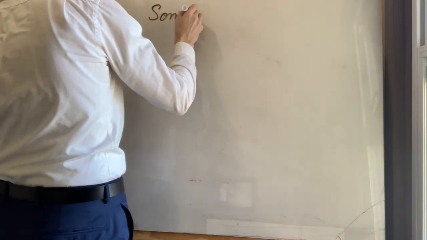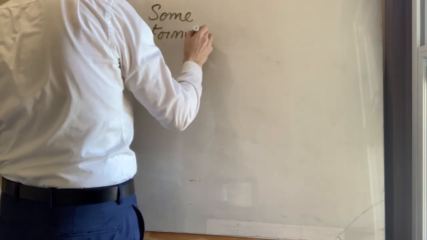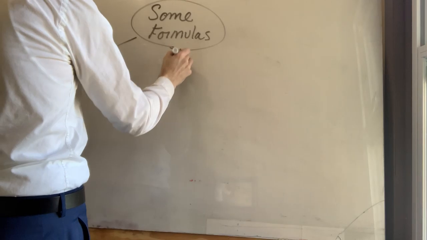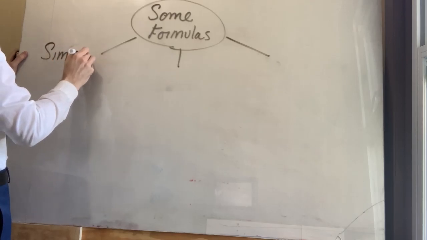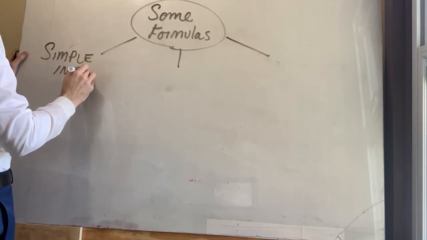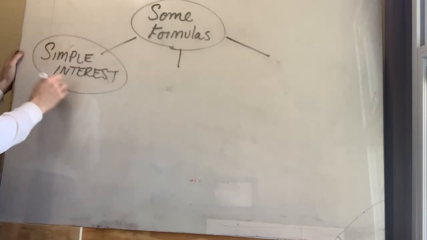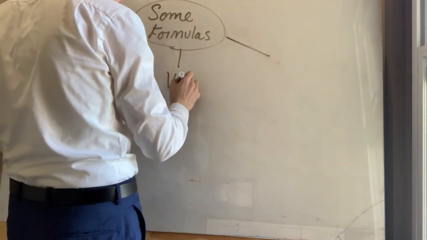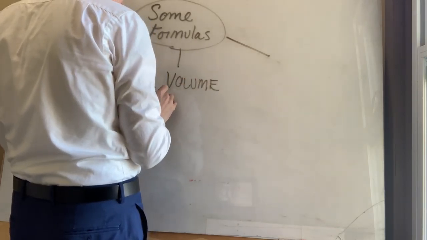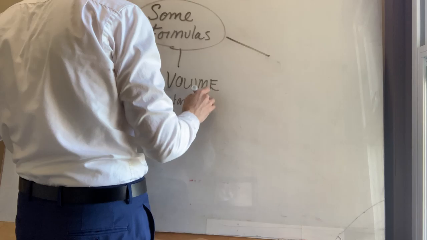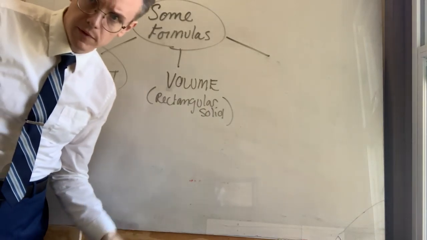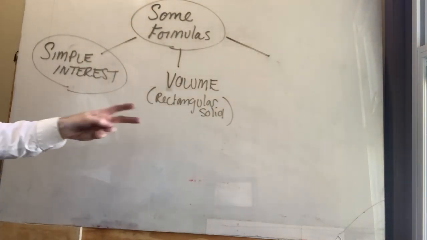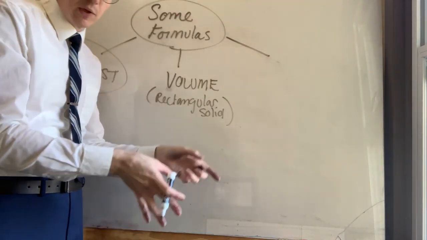All right, here are some formulas. Good to know, especially this first one. There's the simple interest formula. Then there's the volume, specifically of a rectangular solid. The volume formula will change depending upon the shape. Like a pyramid's volume would be a slightly more complicated formula than, say, just a rectangular box-like thing.